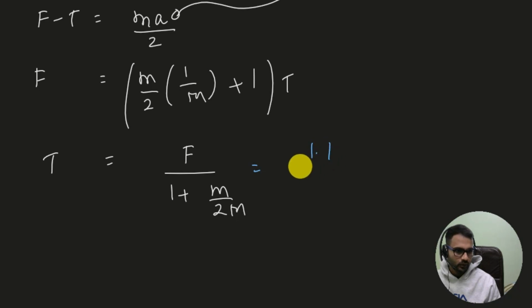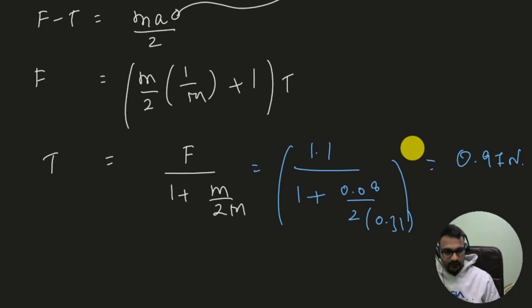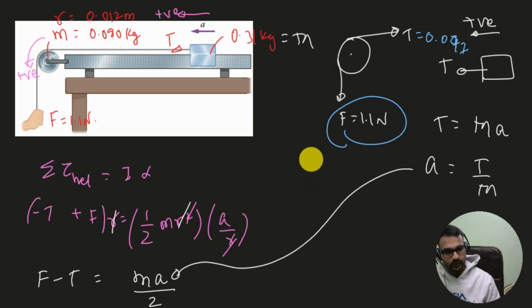F is given to be 1.1, 1 plus small m we have 0.08 divided by 2 times capital M we have 0.31 kilogram. Solve this, you'll get the result to be 0.97 Newton. So the tension force T is less than the force applied, and that is why the pulley is rotating in the counterclockwise direction, because this F is greater, so torque will also be greater due to this force F. The radius is the same for both in the torque.